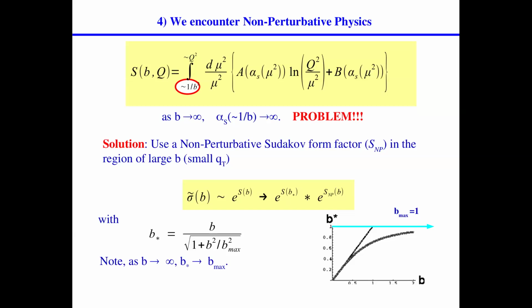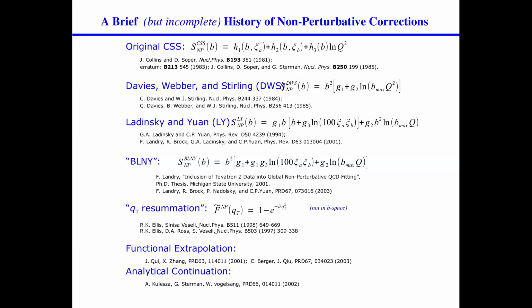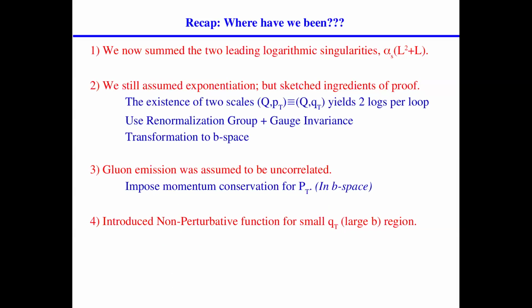Where you cut this off depends on the non-perturbative function. So if you choose different ways of cutting that off or different prescriptions, you'll have different non-perturbatives, but you've got to put that in. So those are the 4 steps that I sort of skipped over, and here is a brief but incomplete history. Here's the original Collins-Soper-Sterman, some implementations, one by some folks here, and then here was an effort by Ellis to do the QT resummation, not in B space. There's been more since then, but I haven't referred to it here, and some other updates. So there's been quite a bit of work on that.